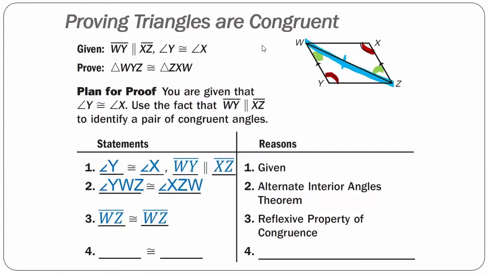I now have three pieces of information. I have two angles and a side, and I notice that this side is not between the two congruent angles. So in this case, I can say that triangle WYZ is congruent to triangle ZXW using the angle, angle, side congruence theorem because I have an angle and a side congruent to an angle, and a side that's not between the two angles.